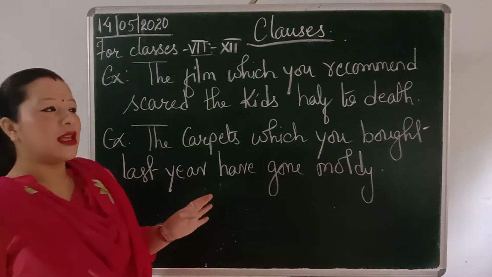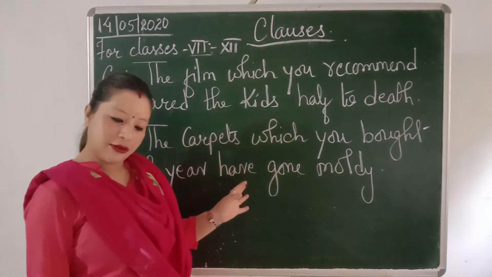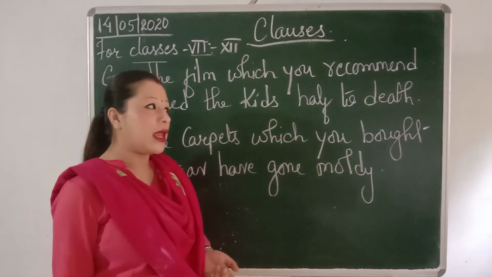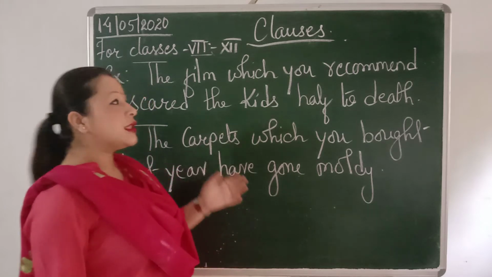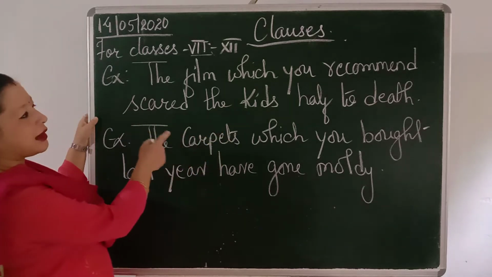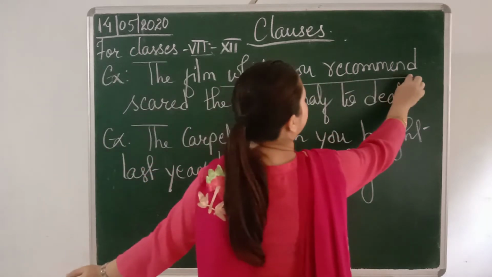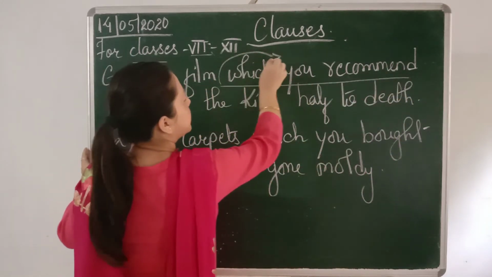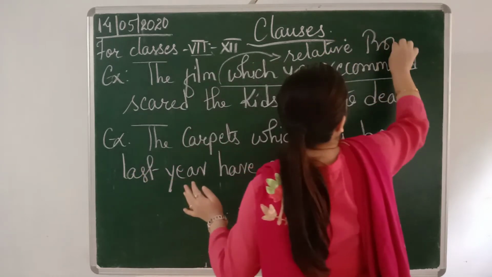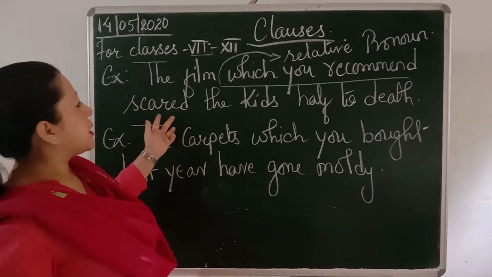Okay, so I told you in an adjective clause, a sentence starts either with a relative pronoun or a relative adverb. For example, I told you where, when, how, that. So these are the examples that I've written here. The film which you recommend scared the kids half to death. So in this sentence, which you recommend, here this word which represents a relative pronoun.